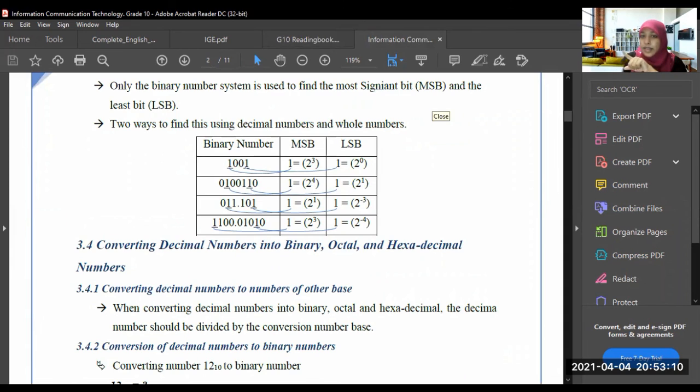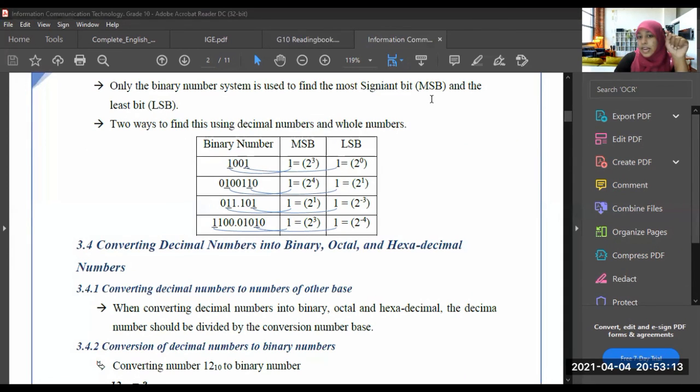Now you should understand that in the MSB and the LSB, normally we are not using the zeros. It is always 1, because the 1 is the bit which has the value. 0 doesn't have a value. It is off, so no value.